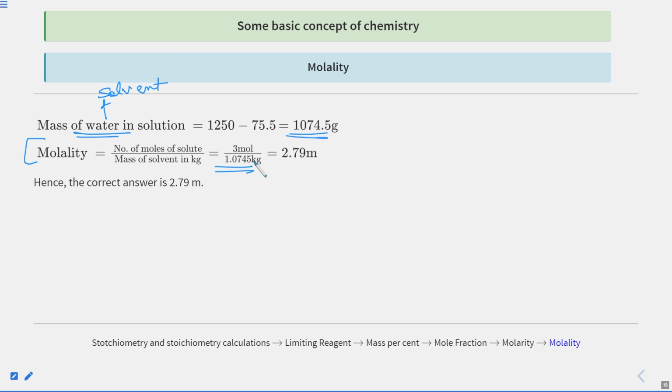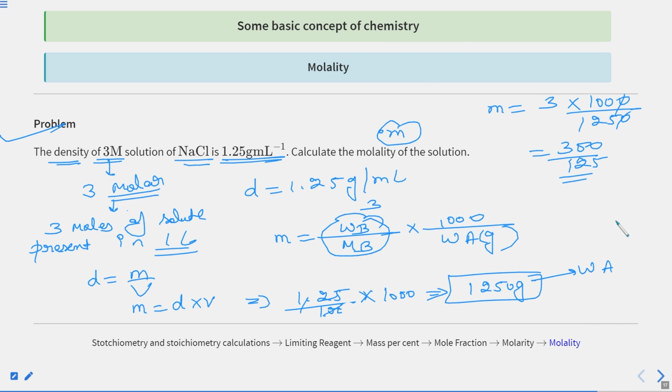The common mistake you can see here: you never calculate the moles like this. 1250 is the given mass of solvent. That is correct. But if you are calculating molality like this, it is not correct, because in molality we have to put given mass by molar mass, and we can calculate the given mass. So do not try this method. Always go with the simple formula.